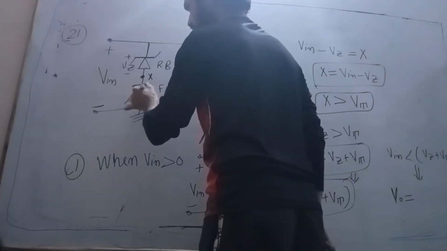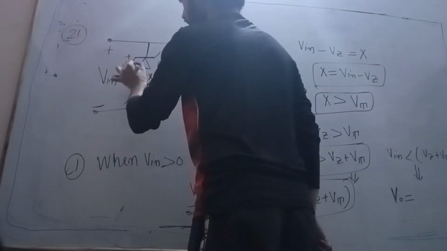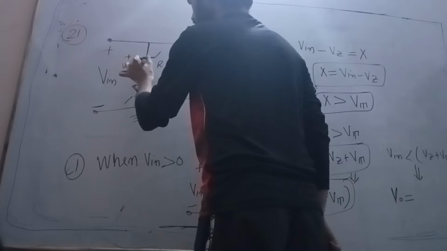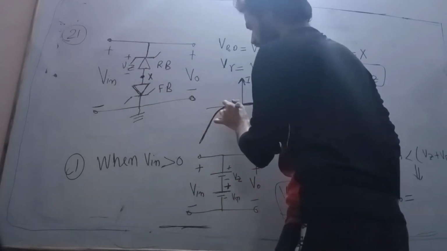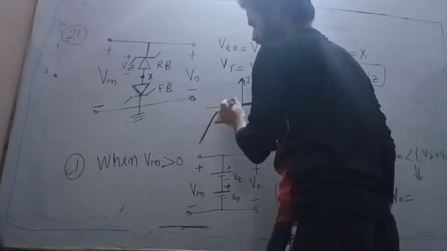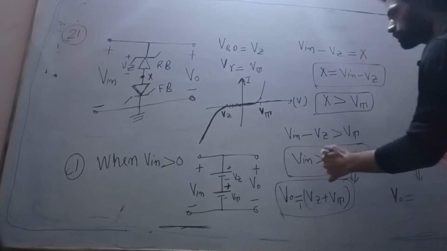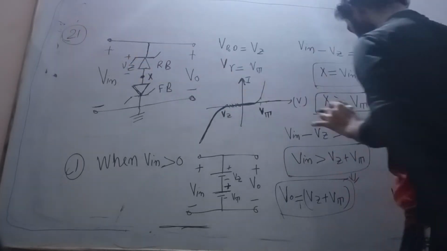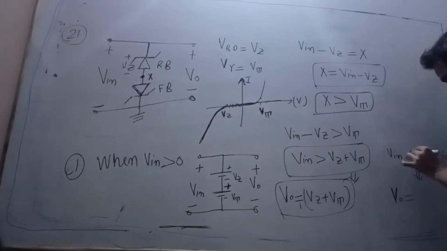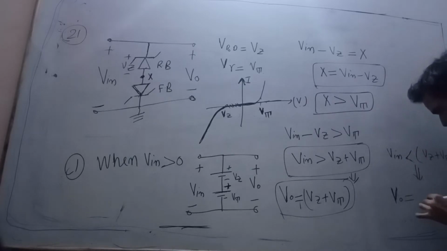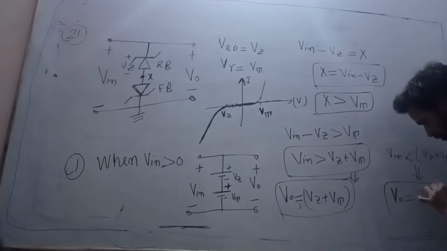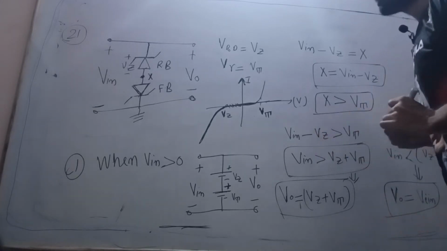This diode will be meaningless when the voltage across this zener diode is less than Vz. Less than Vz means it is open circuit, so it is meaningless. At that time V naught is equal to V in. So when V in is less than Vz plus Vt, V naught is equal to V in. This is the meaning.